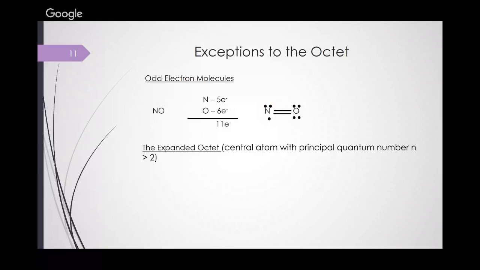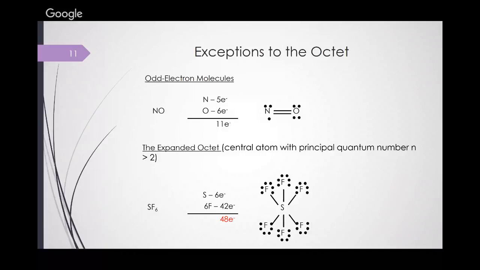The expanded octet, when we have a central atom that is in row 3 or below, for example, sulfur, is in the middle because it's less electronegative and it's all by itself. So sulfur brings 6, each fluorine brings 7. 7 times 6 is 42. Add those together to get 48.